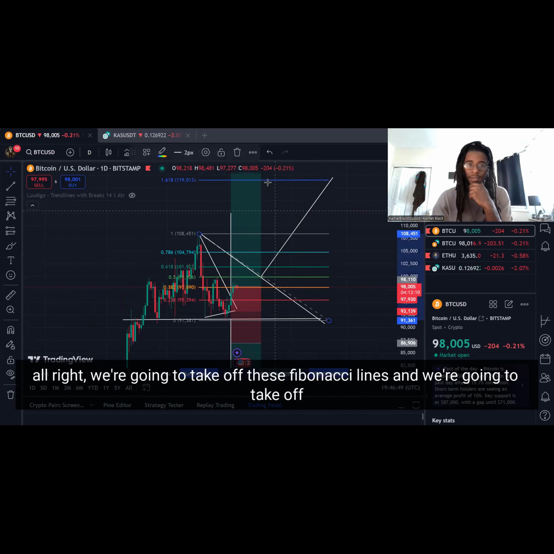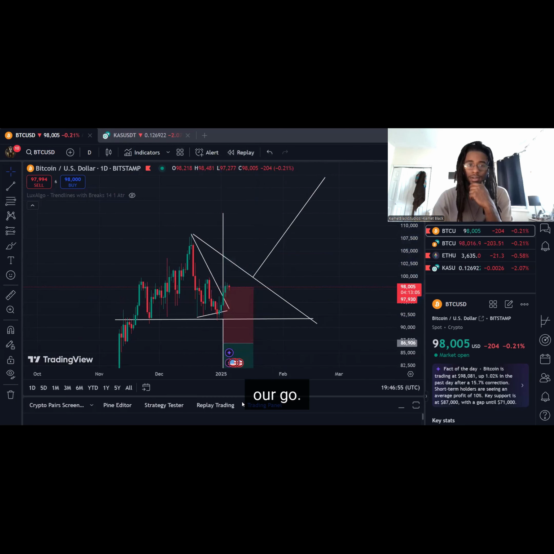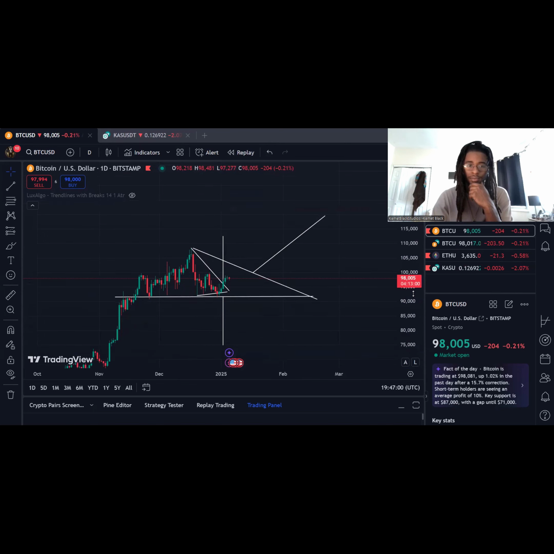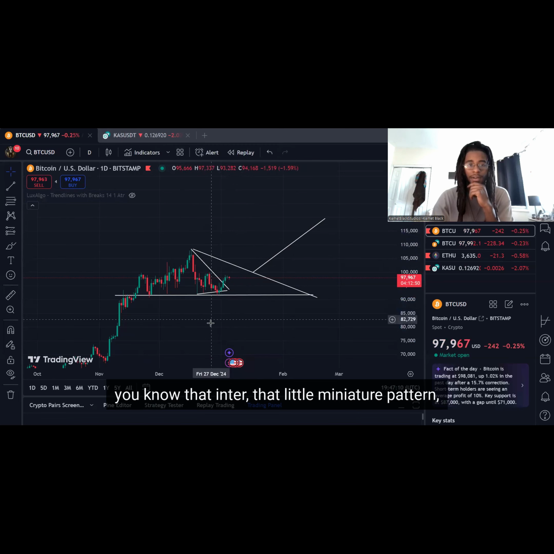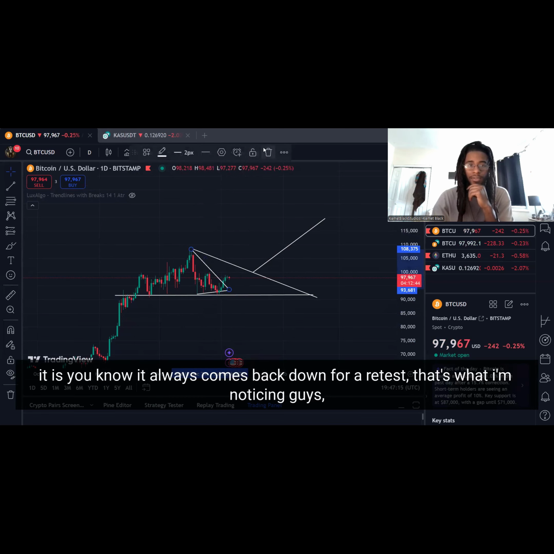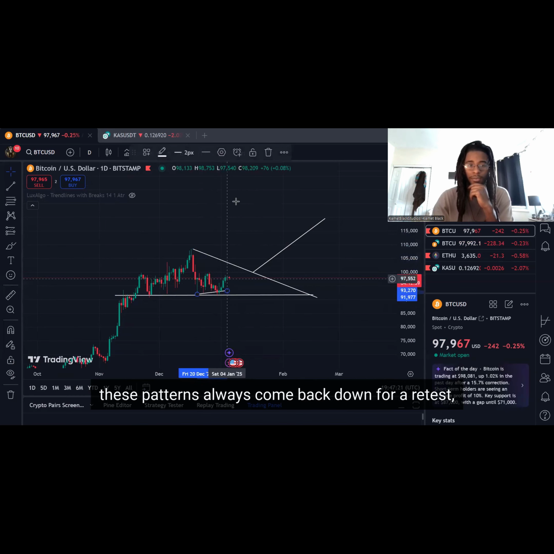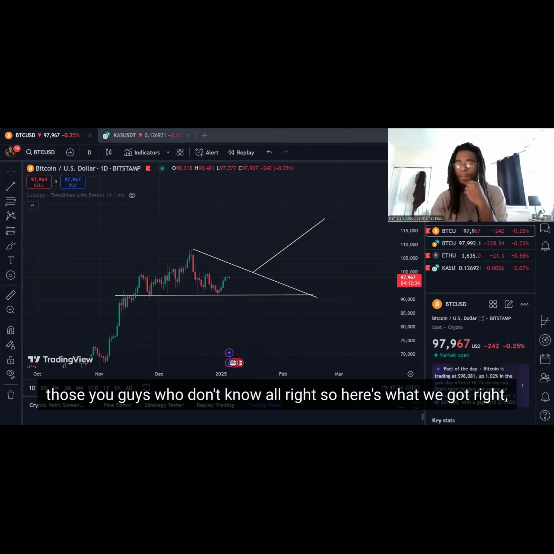We're going to take off these Fibonacci lines, and let's go as far as to take off that little miniature pattern. You did see it break out, right? It always comes back down for a retest. That's what I'm noticing, guys. These patterns always come back down for a retest. Right now, this is the Bitcoin versus US dollar chart for those of you who don't know.